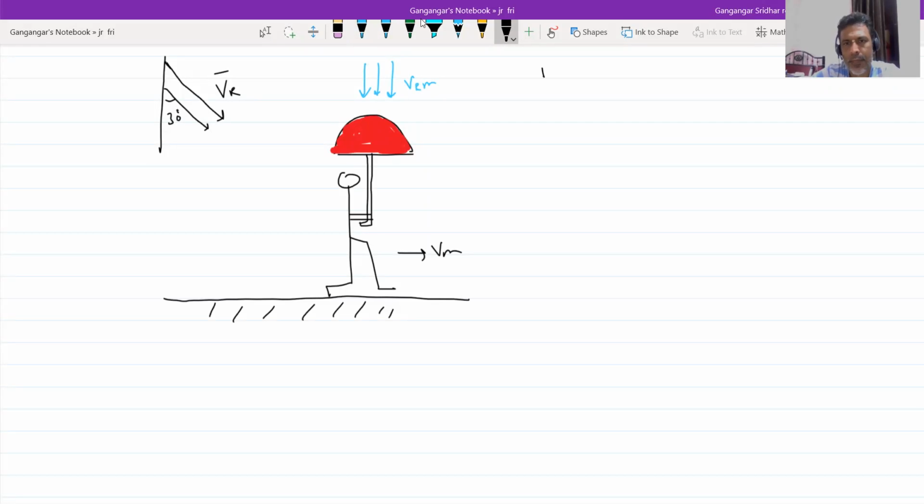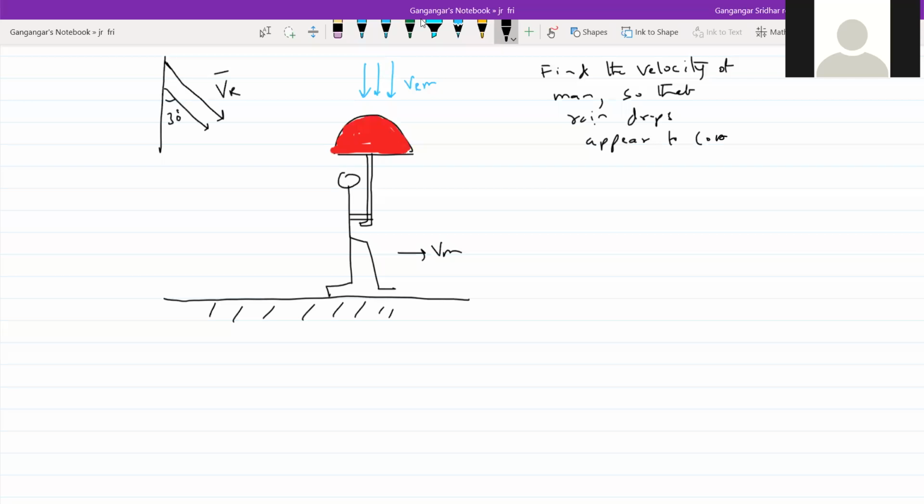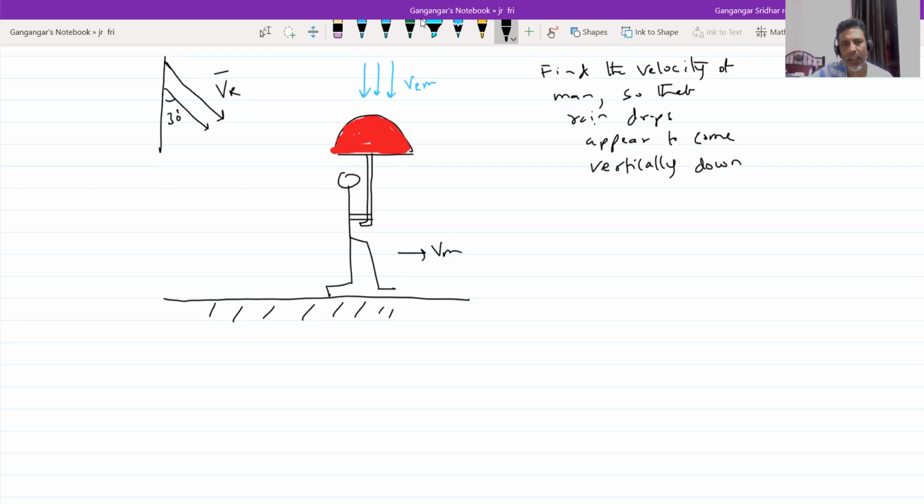Find the velocity of man so that raindrops pour vertically down. Okay, I'm just putting it in a simple way. That's why he's holding the umbrella against that one. So what will be the velocity of man? So what is the velocity of rain? What is the formula for velocity of rain?